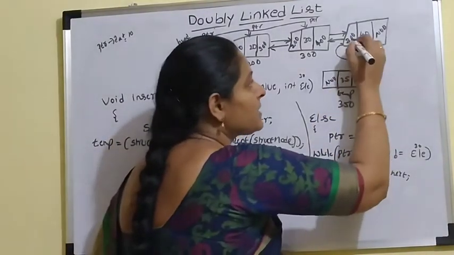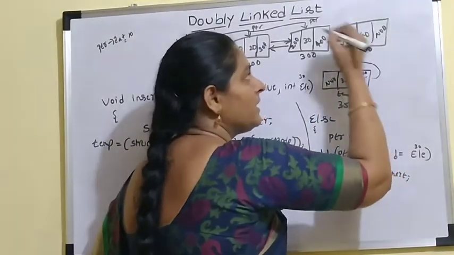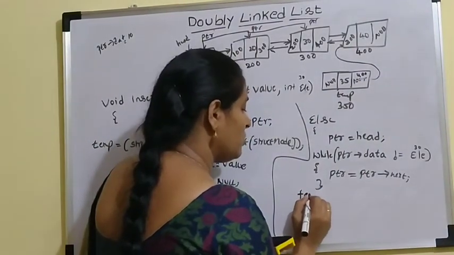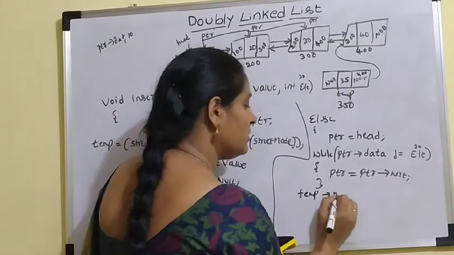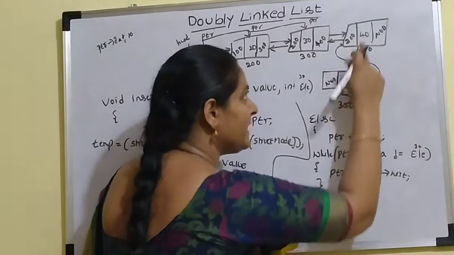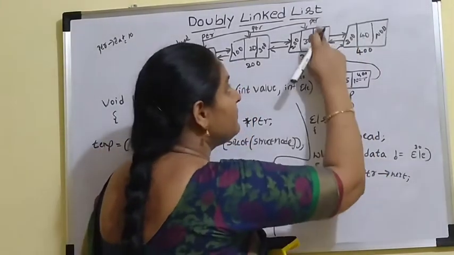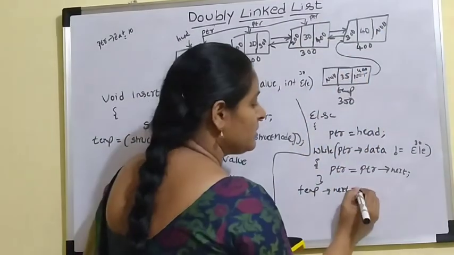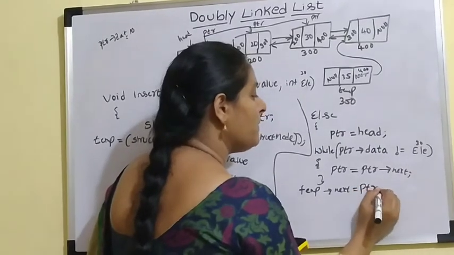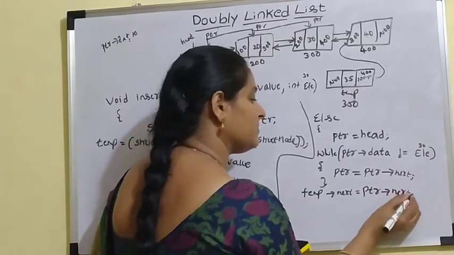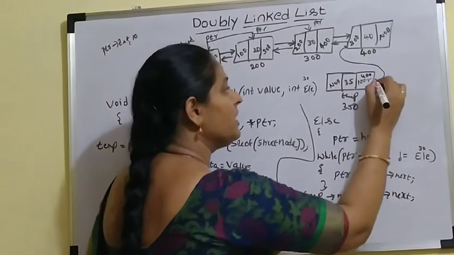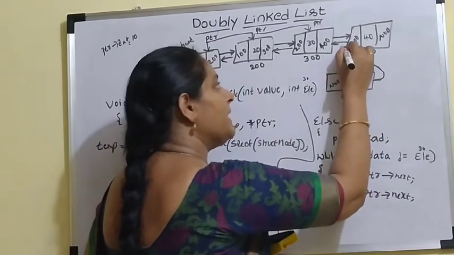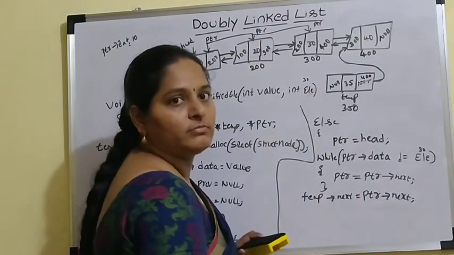So how do we establish this connection? How do we write a statement for connecting these two nodes? First, in temp next, we need to store the address of the PTR next node. When this statement is executed, this connection will be established between temp and the PTR next node.